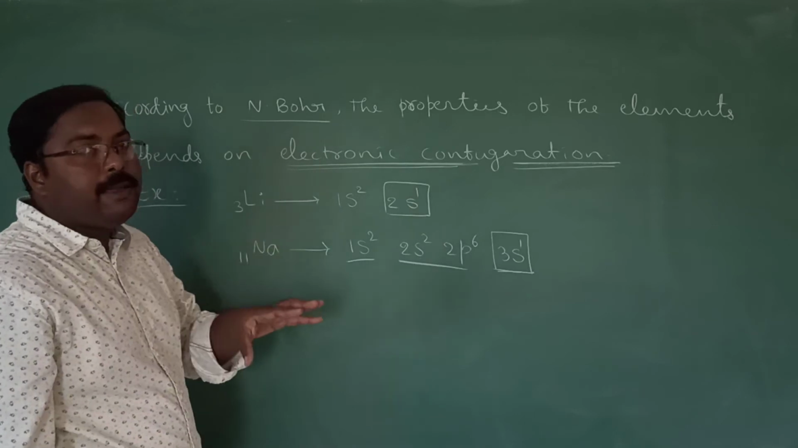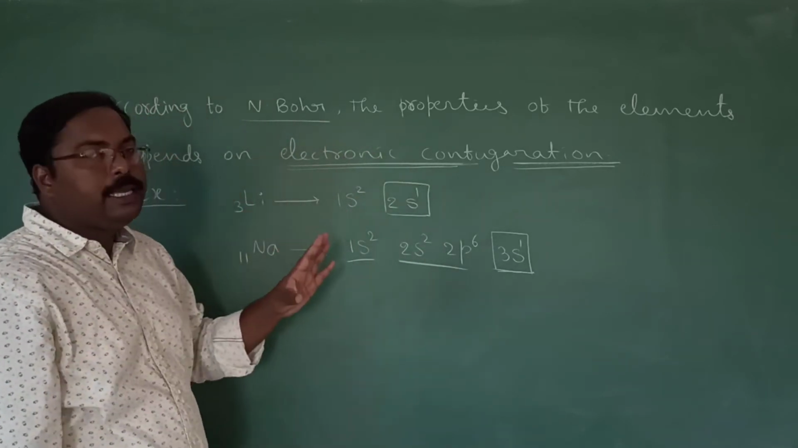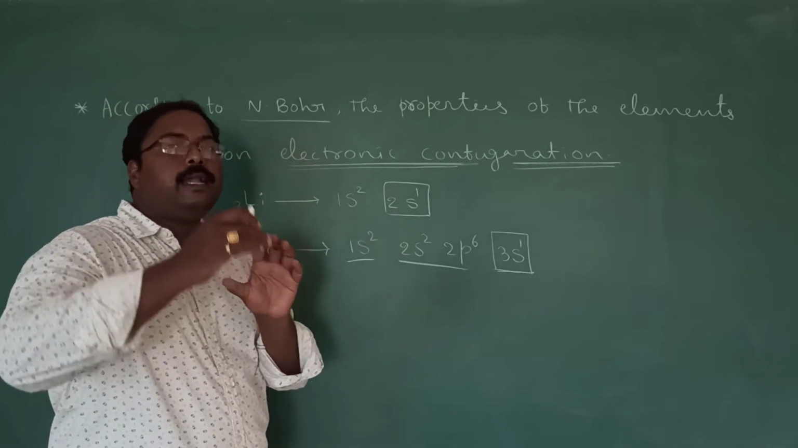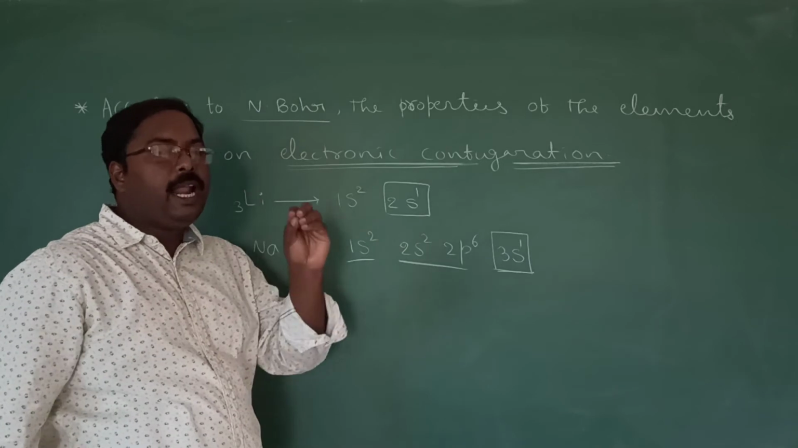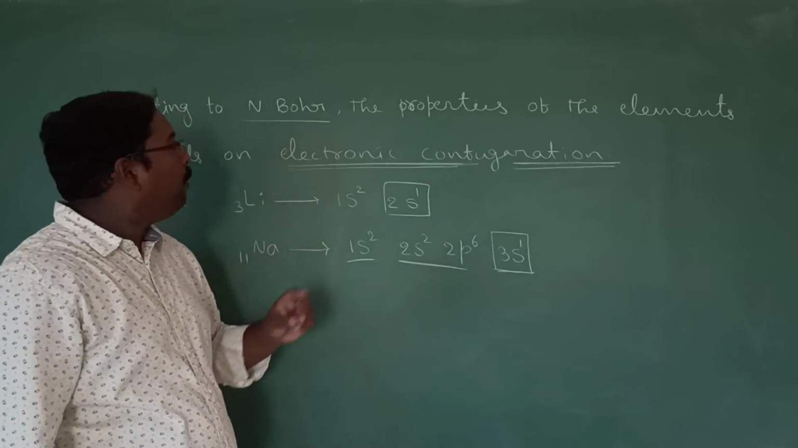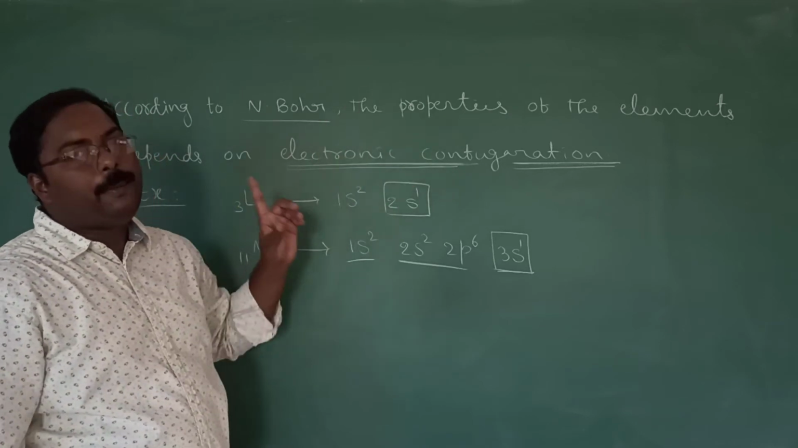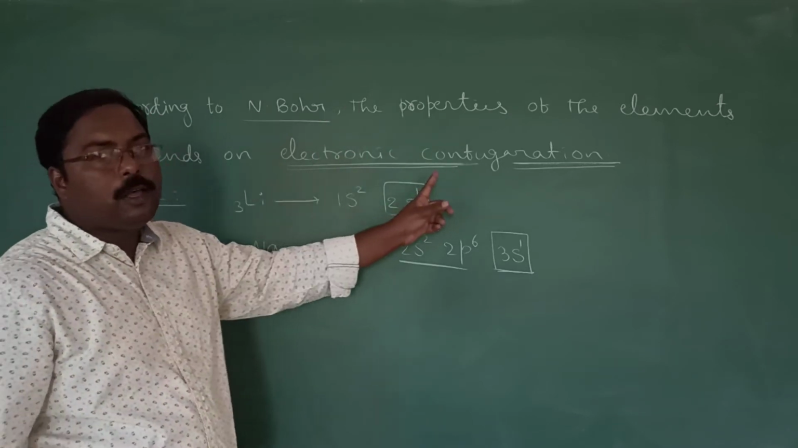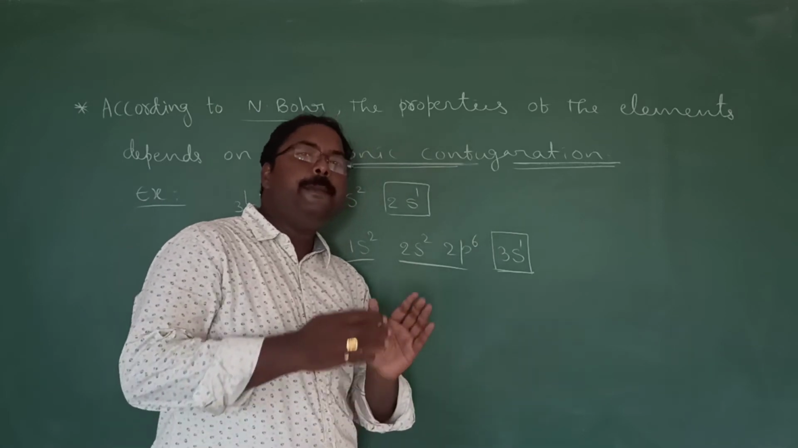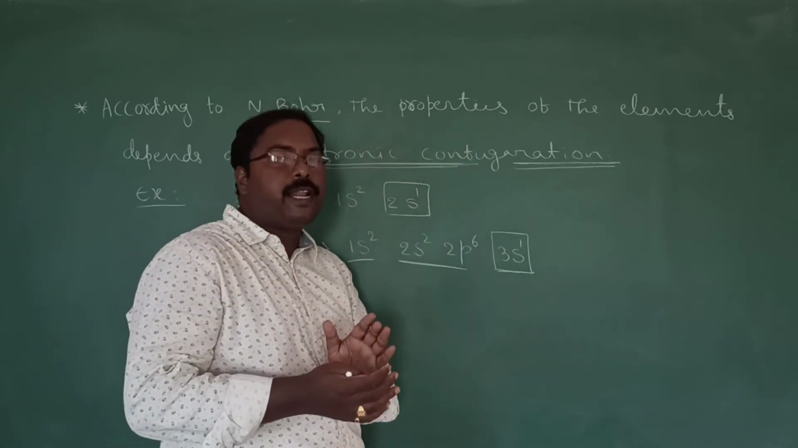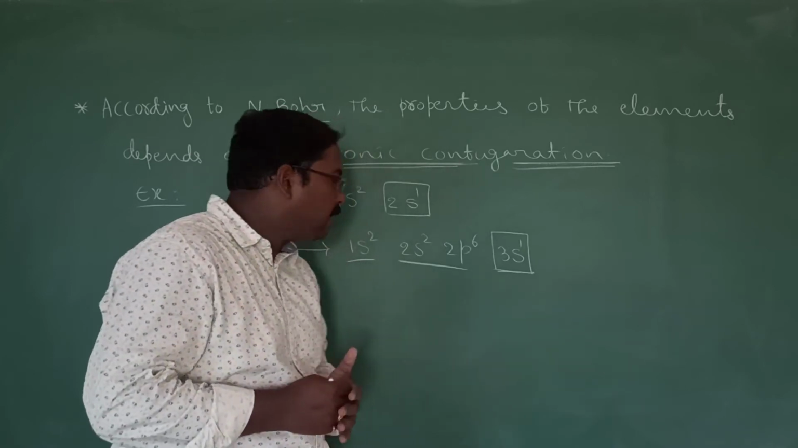Mostly the table he gave, the construction of the table, everything is correct. Only the thing is, he gave that arrangement based on the increasing order of their atomic numbers. But coming to the correction given by Niels Bohr, the properties of the elements mainly depend on electronic configurations. The elements with similar electronic configuration will have similarity in their properties.